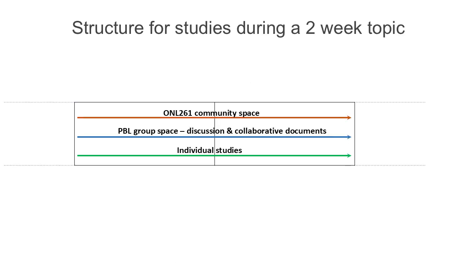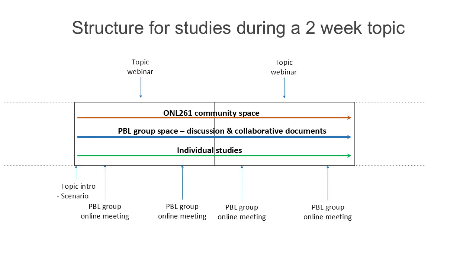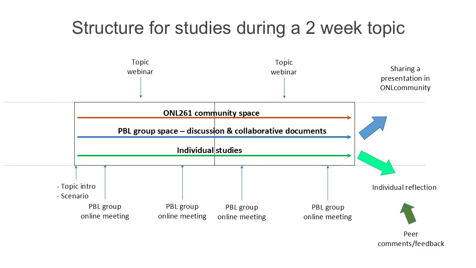A 2-week topic is structured in the following way and will happen in the 3 mentioned spaces. At the beginning of the topic, a scenario will be introduced and you have some reference literature and course material to get you started with. You then get together in your first PBL group meeting and discuss what you would like to focus on. You will also have a topic webinar for some additional input, and you will usually have 2 group meetings per week. In the second week, there might be another course common activity, and at the end of the topic, you will present and share your presentation and outcomes of your PBL group work to the entire ONL community.